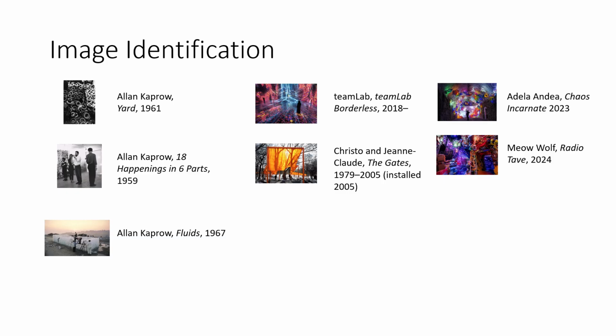For Adela Andea, remember Chaos Incarnate and the dense luminous environment made from electronic materials. For Meow Wolf, remember Radio Tave and the idea of a story world that must be physically explored. When identifying an image, students should also say one sentence about what the work does. Do not stop at naming an artist. Explain how the space is transforming and how the viewer becomes part of the piece.